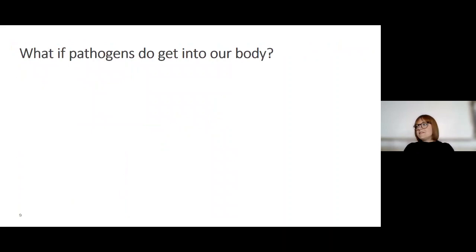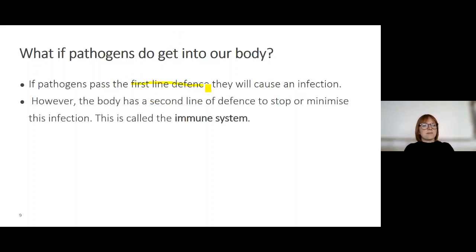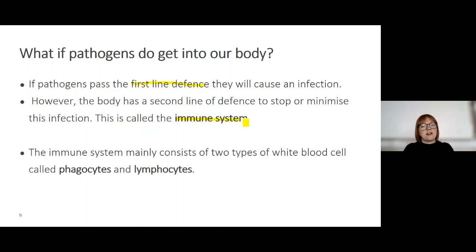Now, what happens if pathogens do get inside of our body? Well, if they get past our first line defense, remember our skin and our hairs in our nose and our tears, all of that is considered our first line defense, then they could cause an infection. And this is where our immune system, you may have heard of that term before, starts to come in to try and minimize the infection.